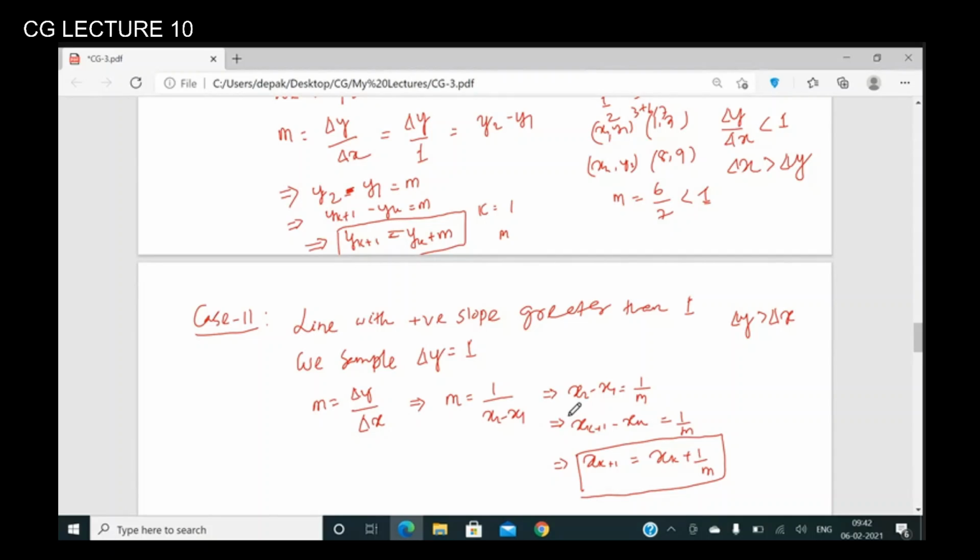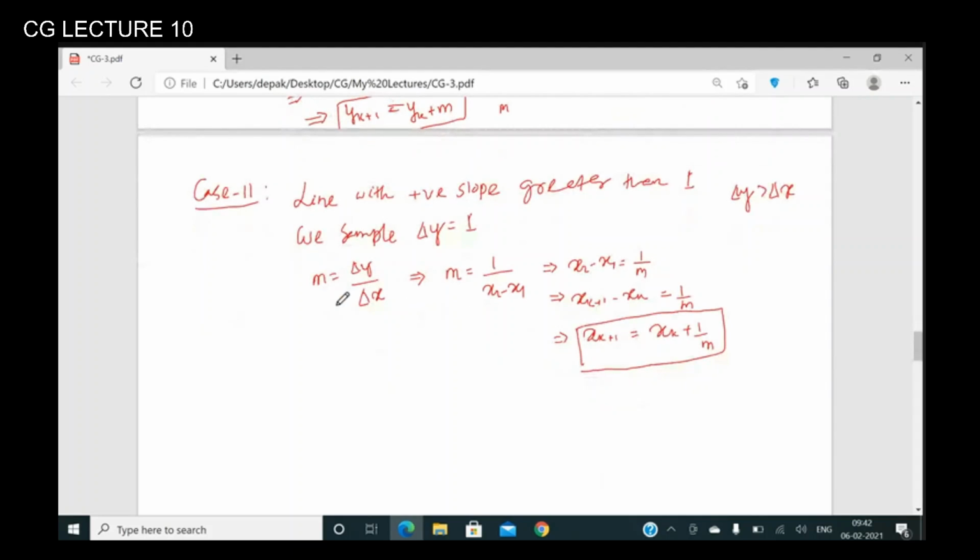So in the previous case, we have seen we sampled at x-axis and we have calculated the corresponding y-axis value, which is nothing but simply the old value plus the m value, which is nothing but the slope value. But in this case, whatever we have seen is nothing but xk plus 1 by m. Okay, because we sampled at y-axis.